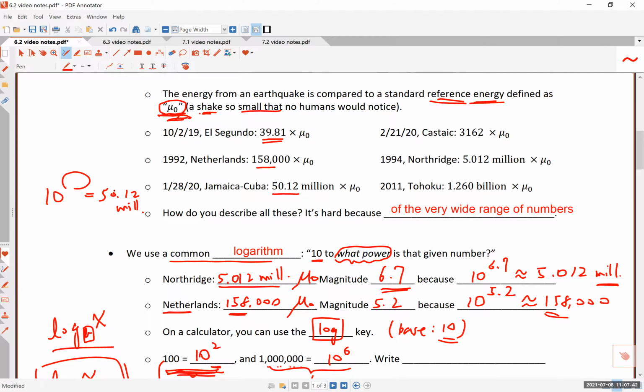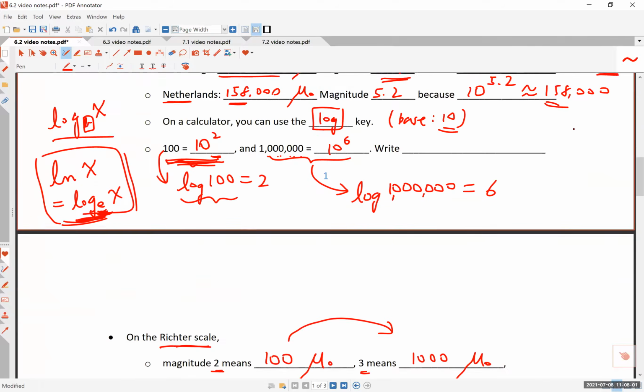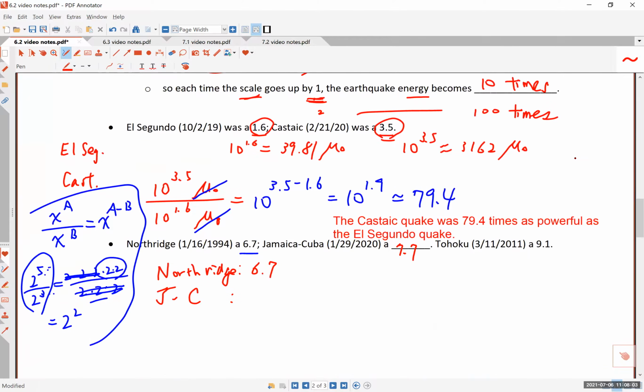So 10 million is 10 to the 7th, 100 million is 10 to the 8th. So the answer has to be between 7 and 8. And it turns out it is 7.7. If you can verify this, if you raise 10 to the 7.7th power, you get about 50.12 million times mu naught. So the Jamaica-Cuba earthquake was registered as a 7.7.